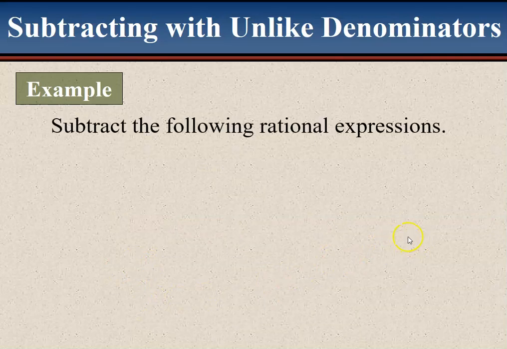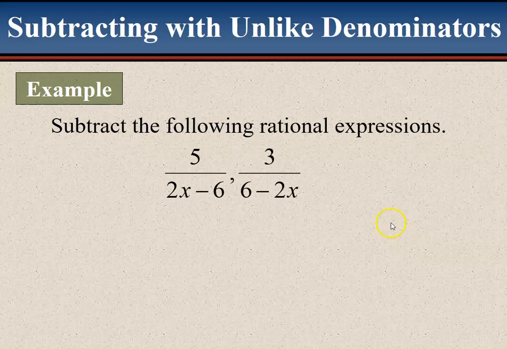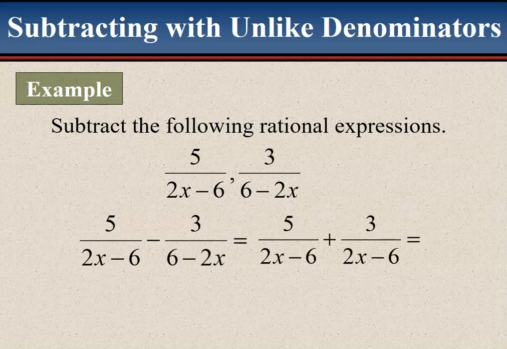Next, subtract the following rational expressions: 5 over 2x minus 6 and 3 over 6 minus 2x. So we will have 5 over 2x minus 6 minus 3 over 6 minus 2x, which is the same as 5 over 2x minus 6 plus, we're going to change that one because you multiply this one by negative 1.